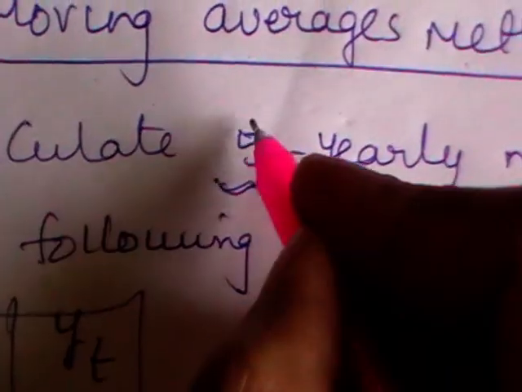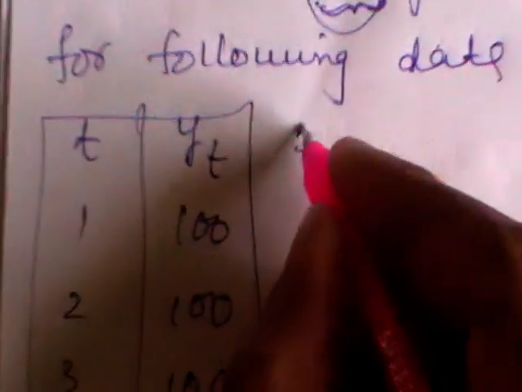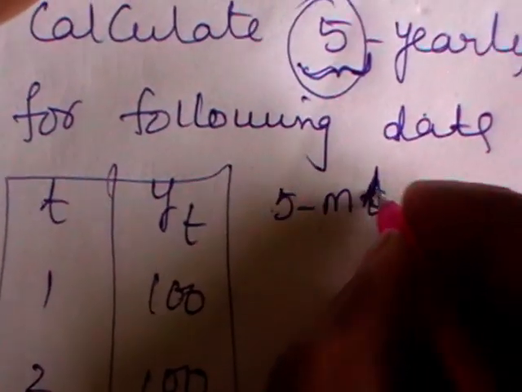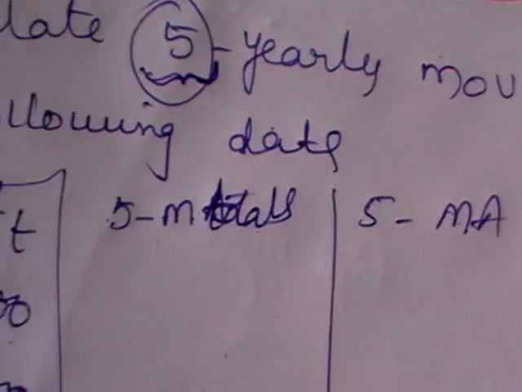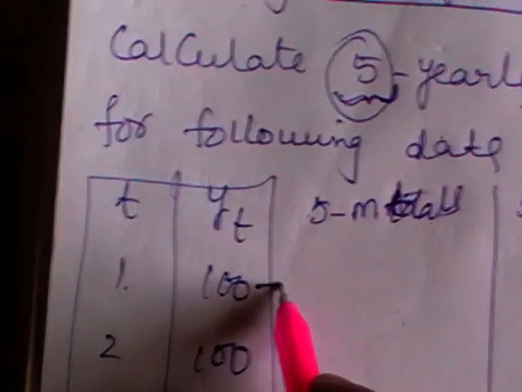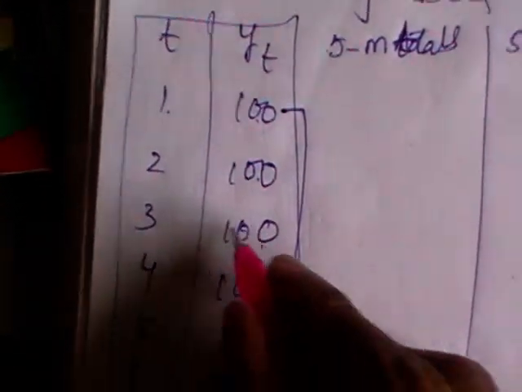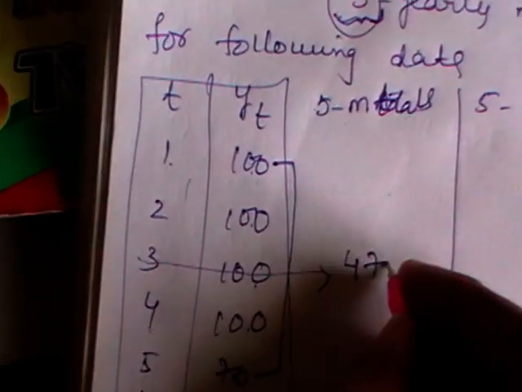So I identify that this is the moving period; here the moving period is 5-yearly. You write the 5-yearly moving totals and the 5-yearly moving averages. You have 12 periods in total. You add the first 5, as we are given a moving period of 5: 1, 2, 3, 4, 5, which is nothing but 470. That 470 should be placed in the middle of these 5 values, which is the third one.